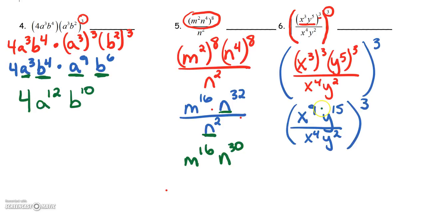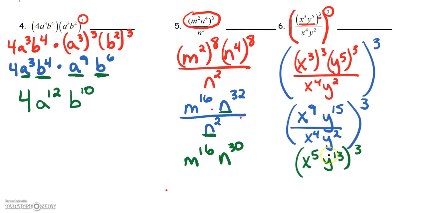Let's start to handle the inside some more. Now we're dividing. X to the 9th divided by x to the 4th. They have the same base, so we'll subtract the exponents to give us 9 minus 4 is x to the 5th. The same thing with the y's, so 15 minus 2 gives us y to the 13th, and it's still all cubed.